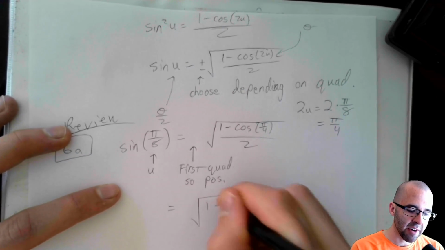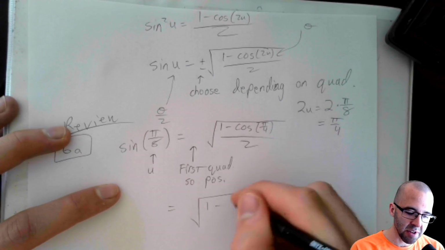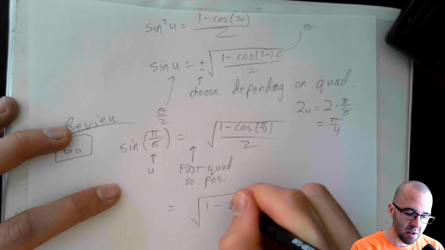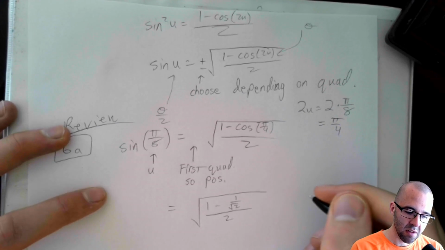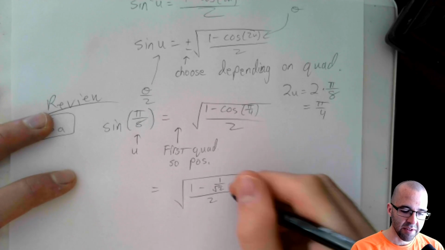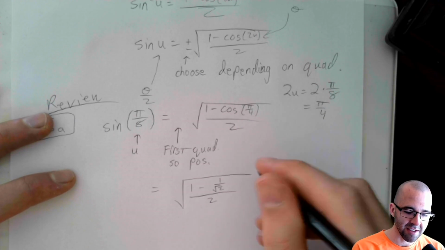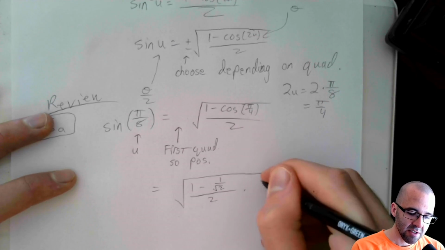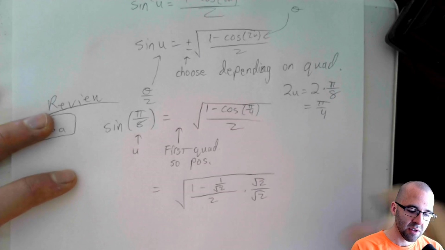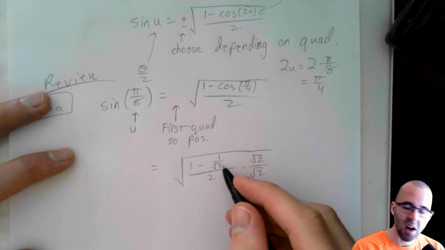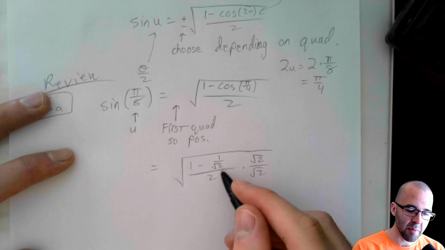And this can take a while, right? Cosine of pi over 4 is 1 over root 2. And then we have to rationalize the denominator. Rationalize this denominator. Get rid of the complex fractions. There's a lot to do right here. All right, if we multiply by root 2 over root 2, that takes away the complex fraction. We're multiplying the top and the bottom by the LCD.